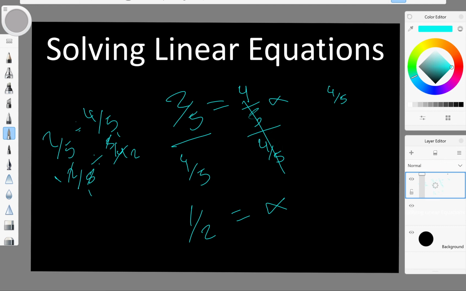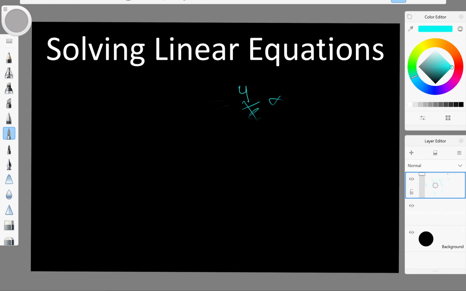And then once again you can plug it in. So 1/2 multiplied by 4/5 is going to be 2/5. So it all works out. So that's exactly how you are going to solve your linear equations.